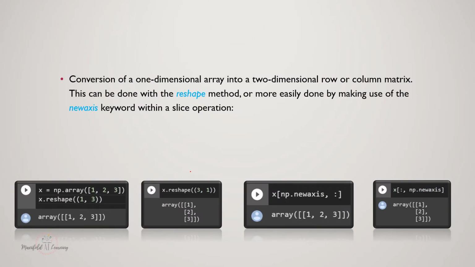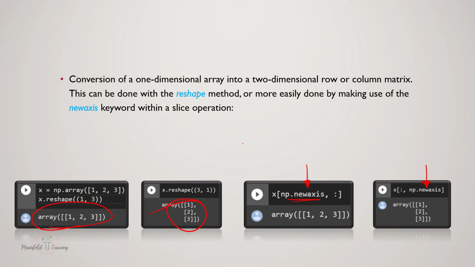Now, this is an illustration where I'm converting my one-dimensional array into a two-dimensional row or column matrix. This is an example of a row matrix. This is an example of a column matrix. And I can add a new dimension as well by making use of np.newaxis. Here I have added a new dimension by making use of np.newaxis. This has added the dimension along index 0, and this has added the new dimension along index 1.